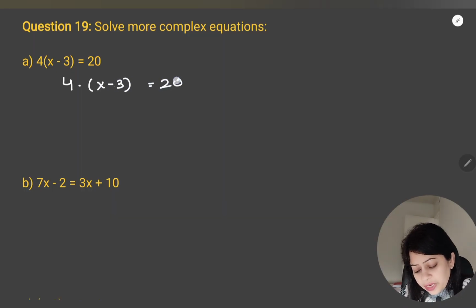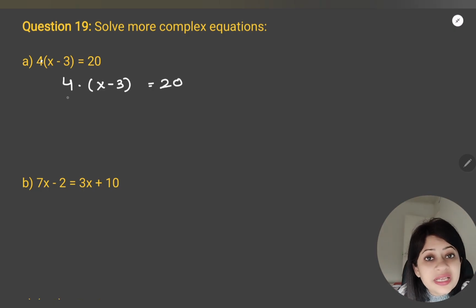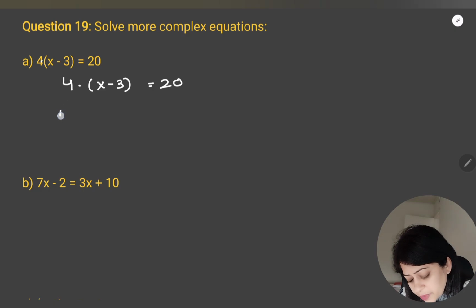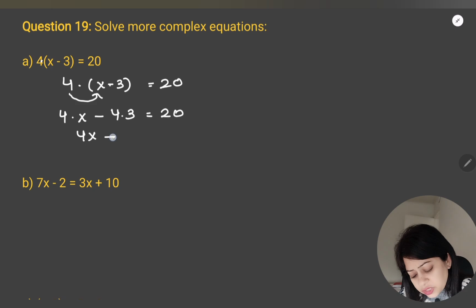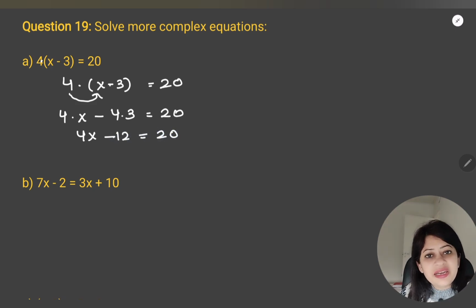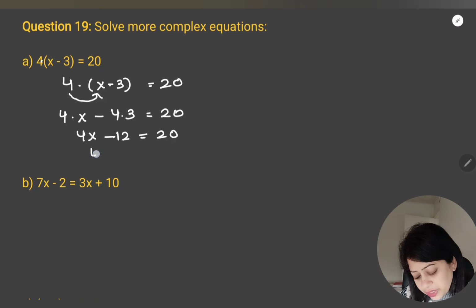When you don't have any sign here, you will write it is multiplication, right? So now whatever you have outside the bracket, you multiply that with every term inside. Multiply 4 with x, 4 with 3, is equal to 20. So it is 4x minus 12 is equal to 20. Now it became that equation only with what you had earlier.